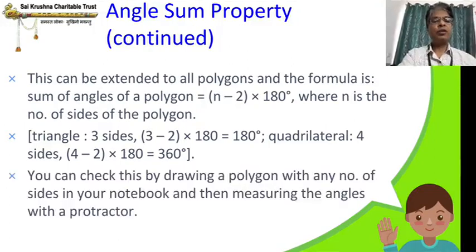You can check this by drawing a polygon with any number of sides in your notebook and measuring the angles with a protractor. Take a polygon of, say, 7 sides, 8 sides or 6 sides. Draw it with a scale, join all the points and find out how many sides there are. Then take that number minus 2, multiplied by 180, and you will get the angle sum. Then measure each angle with the protractor, add them up, and you will see that it matches the formula you calculated.